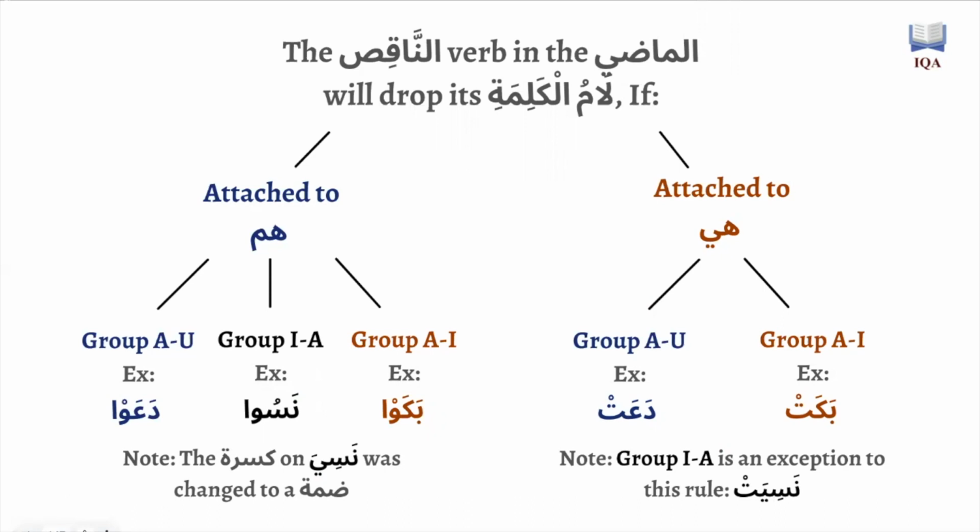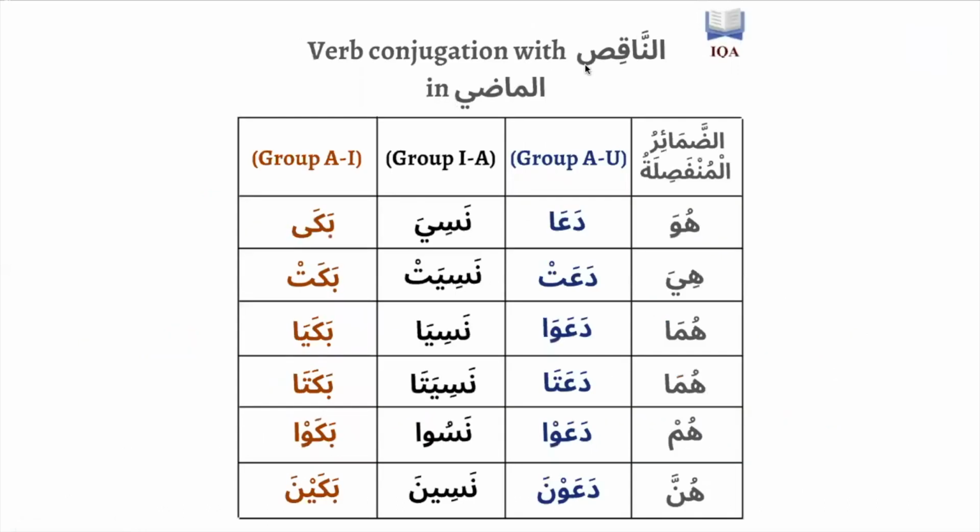To see a fuller representation of all of this, here is a verb conjugation of the fi'l al-naqis in the madi. For huwa, it's da'a, nasiya, baka. For hiya, it's da'at, so the alif is dropped, and nasiyat, it stays because that's the exception. Bakat, it's dropped. For huma, da'awa, nasiya, bakaya. For huma, feminine, da'ata, nasiyata, bakata. For hum, da'aw, nasu, baku. Right, we covered this. For hunna, da'awna, nasina, bakayna.